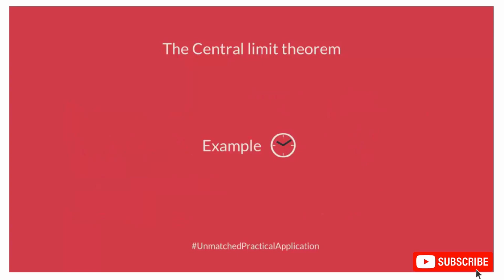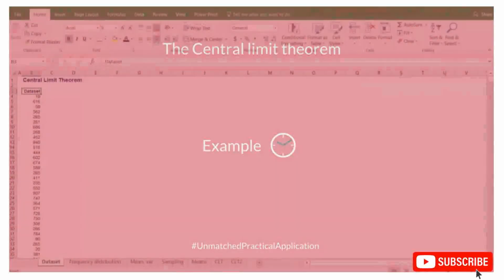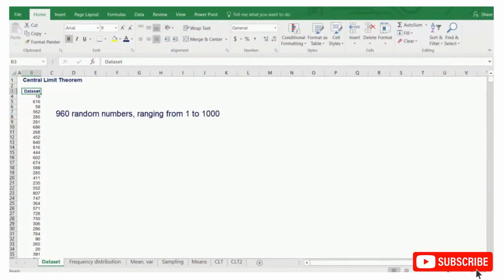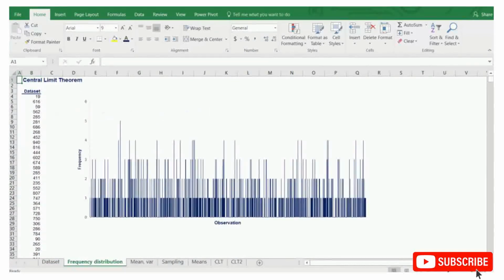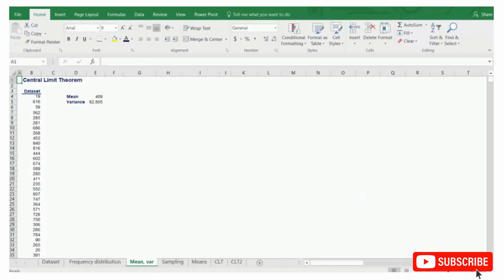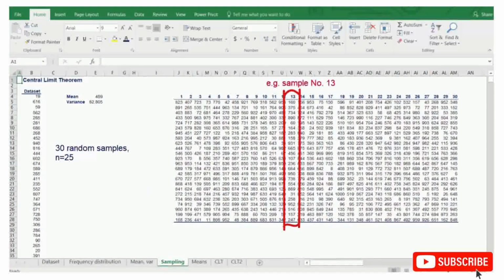Let's confirm the theorem with an example. We have prepared 960 random numbers from 1 to 1000. This is their frequency distribution, so you are sure that they are randomly picked. The mean of this dataset is 489, and its variance is 82,805. Let's extract 30 random samples out of the dataset, each consisting of 25 numbers.